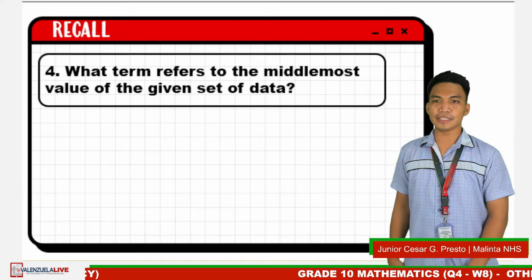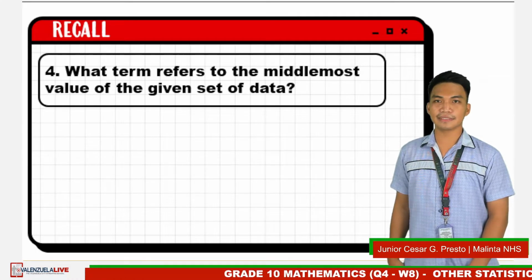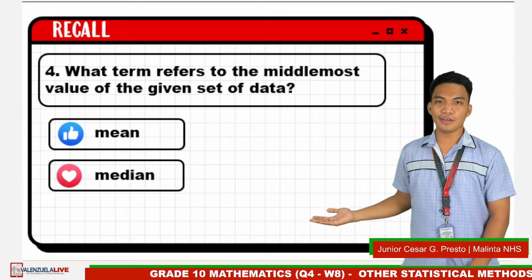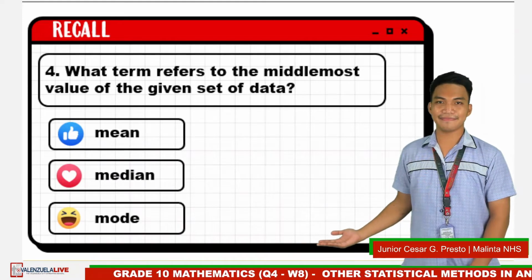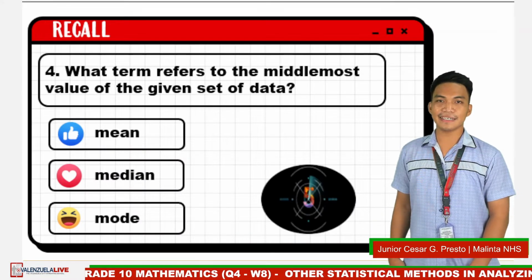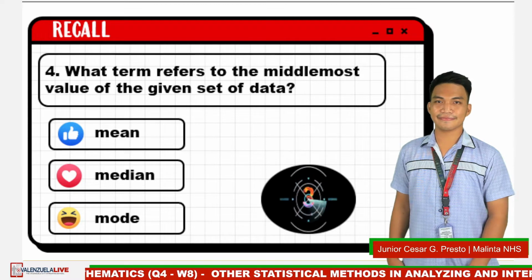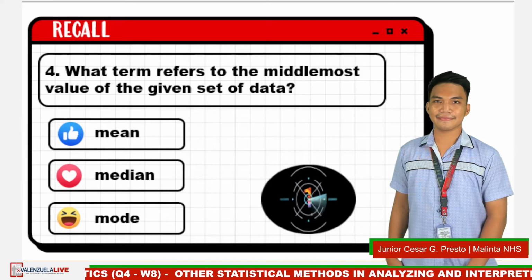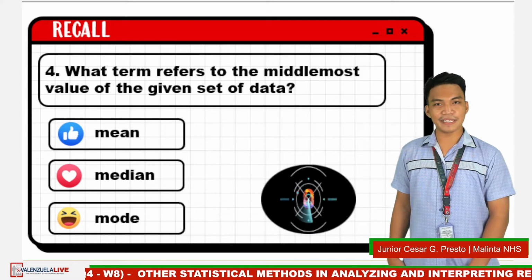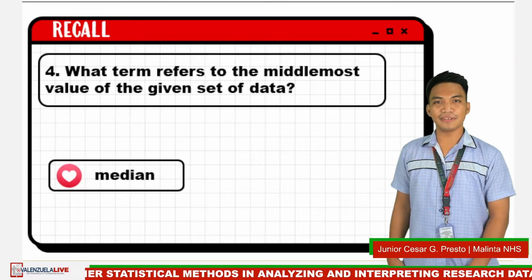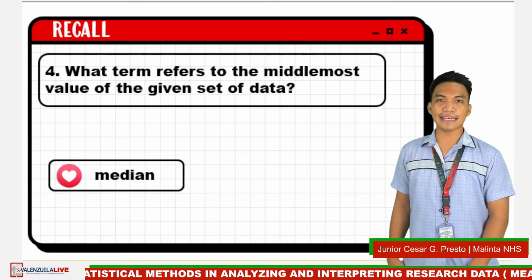What term refers to the middlemost value of the given set of data? Is it like, love, or haha? 5 seconds. Go. Time is up. If you've hit the love react button, you are right. Let's go to the last one.